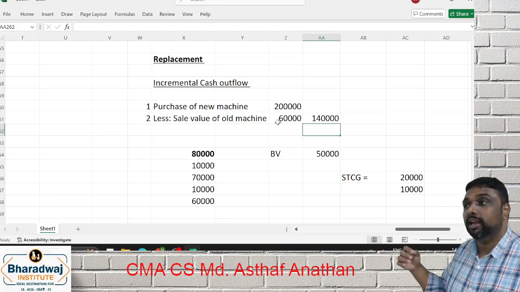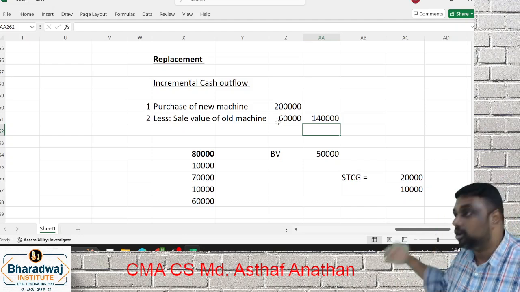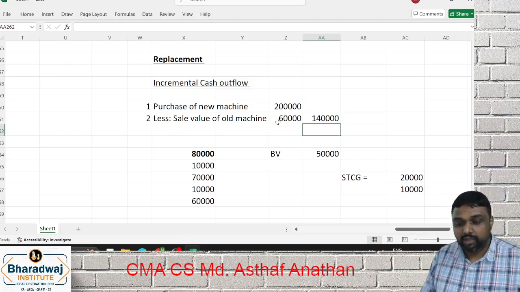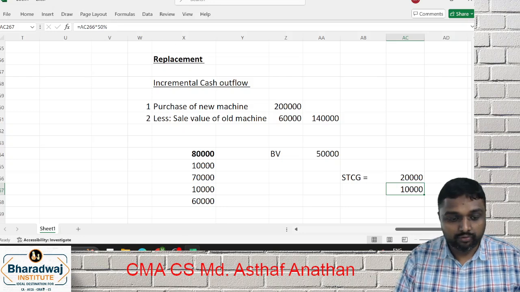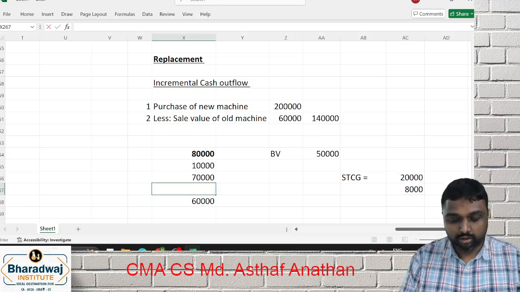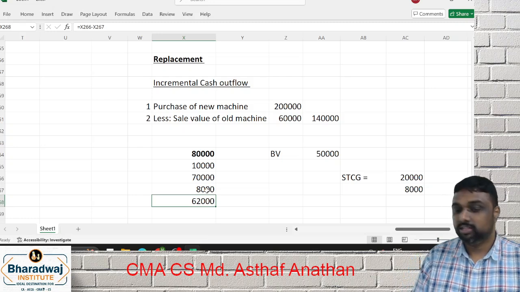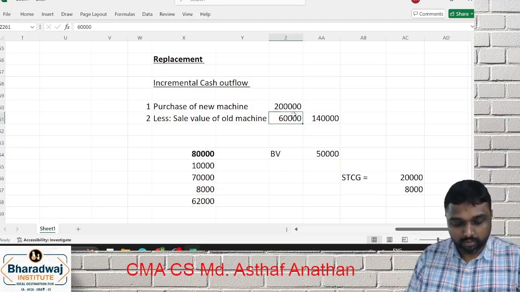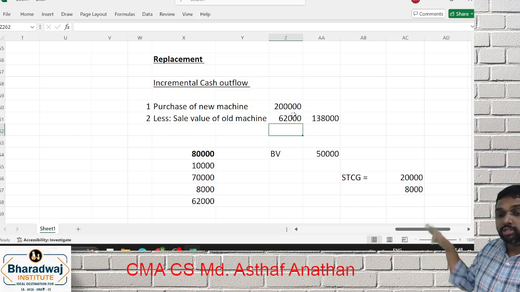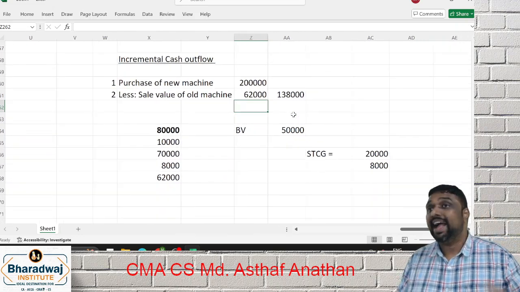How interesting. There are some shortcuts. For short-term capital gain, you can give a note: short-term capital gain is not considered. If it is specifically asked, then only you take it. If the tax rate is 50%, it is this; if it is 40%, the answer will change. Here it is 8,000 only, so accordingly this will change, and here 62,000 will come. Are you clear?